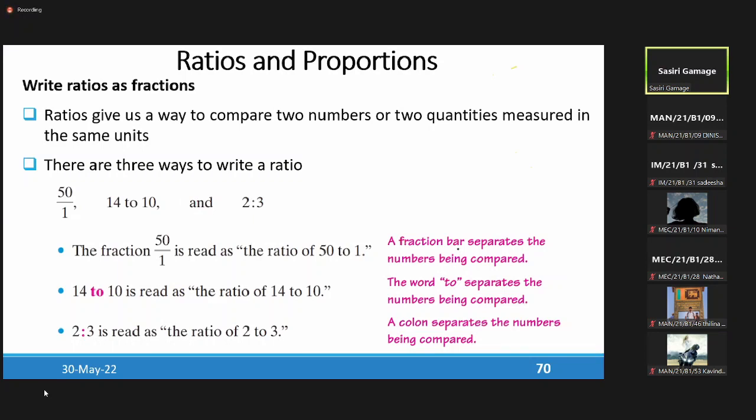Here, the fraction bar separates the numbers being compared. Here, this colon separates the numbers being compared. Is that clear? This one we call the ratio of 50 to 1. Here, the ratio of 14 to 10. Here, the ratio of 2 to 3.